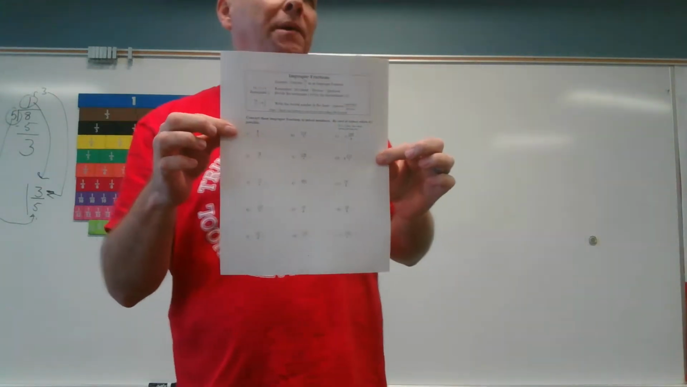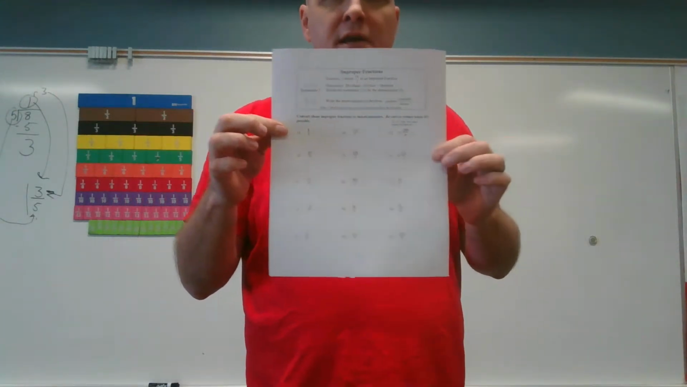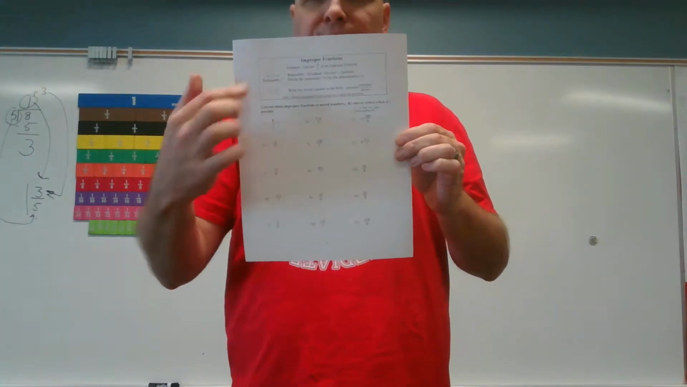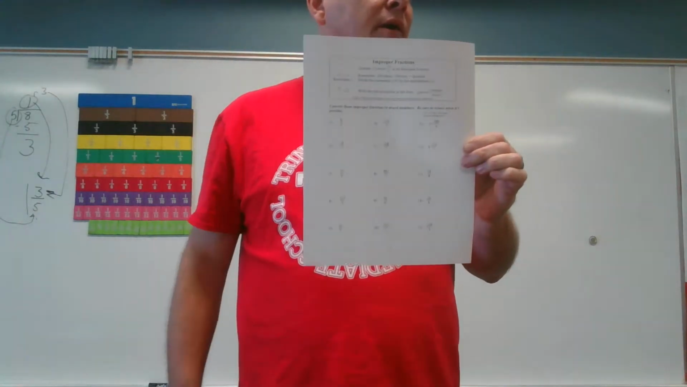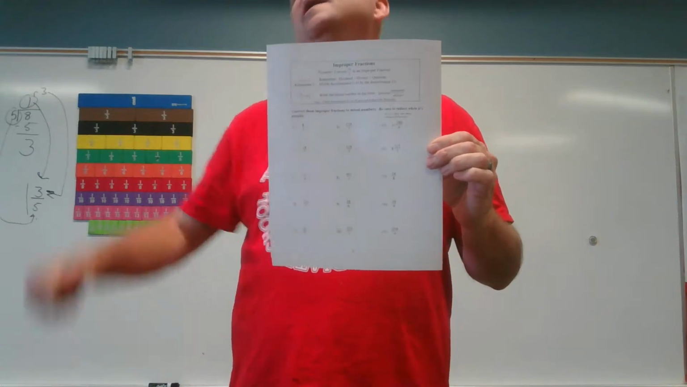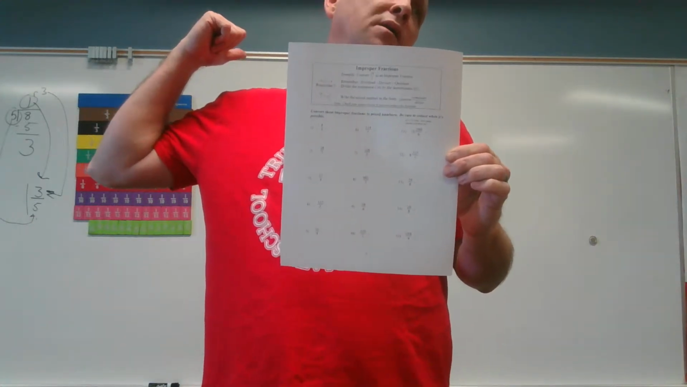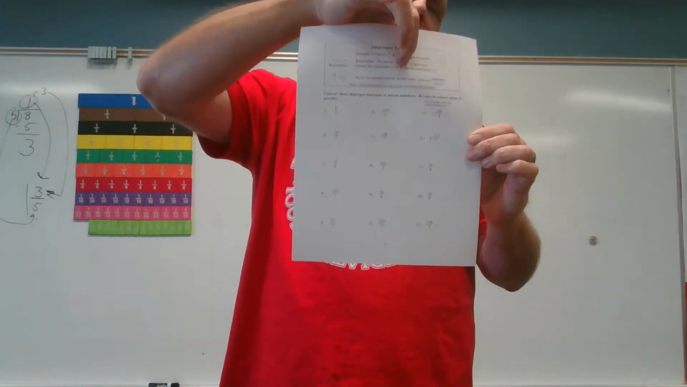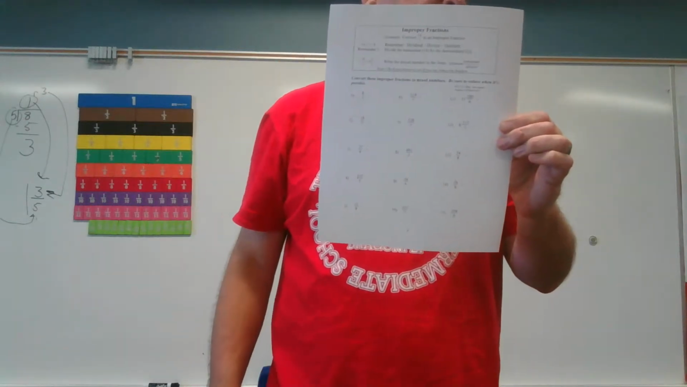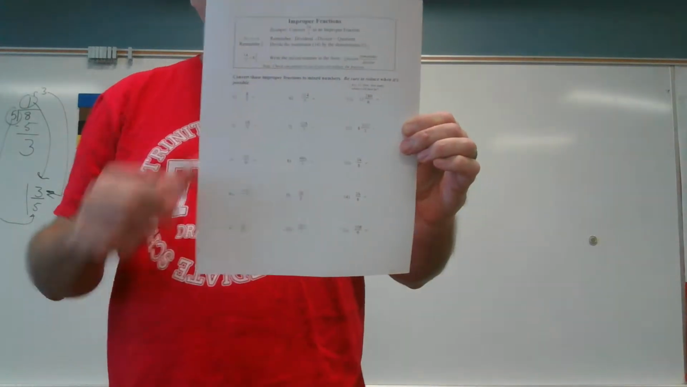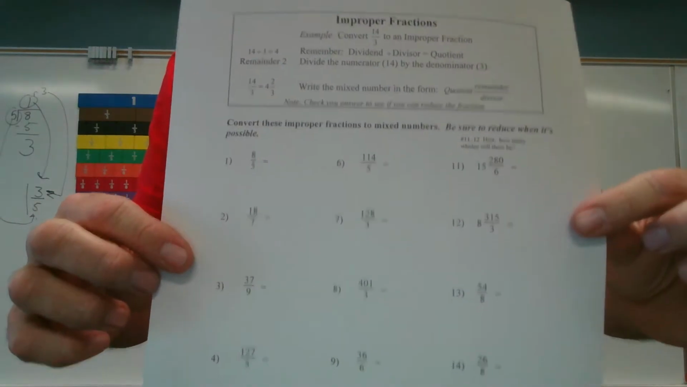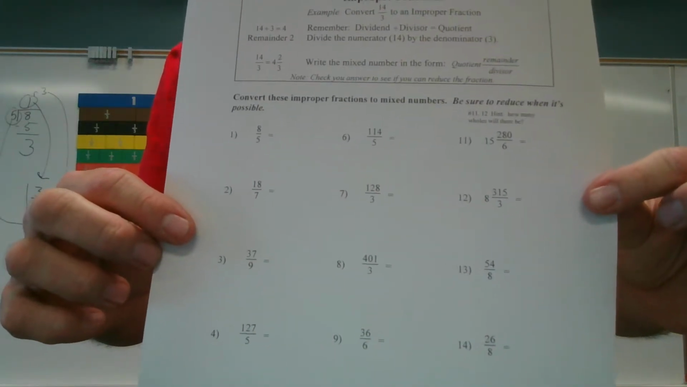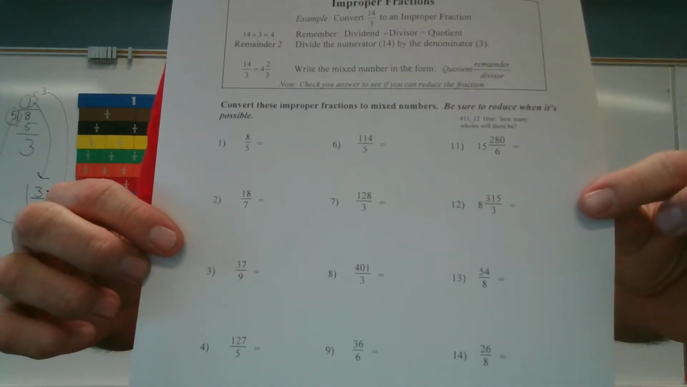We are changing from improper fractions to mixed numbers. So you'll get this paper. At the top in this rectangle are the steps to find it. I'm going to do some examples as well. And then after you glue the steps in, you're going to do the problems. All I need you to do right now is pay attention. If you're at home, go ahead and write this stuff down so you can do it. Pause the video, okay?